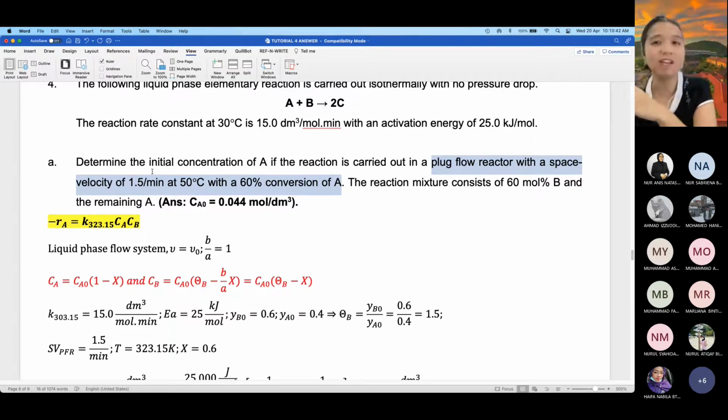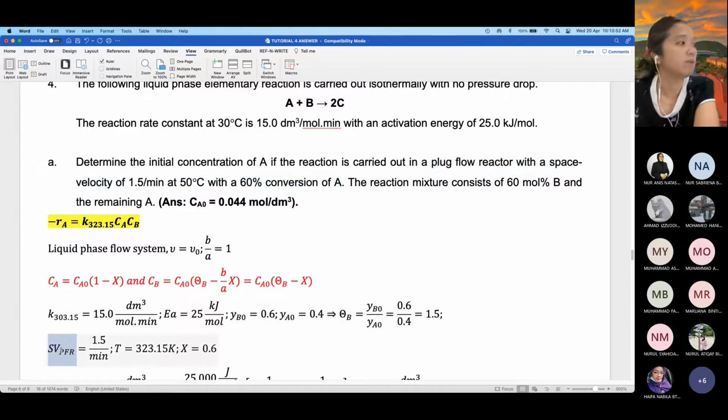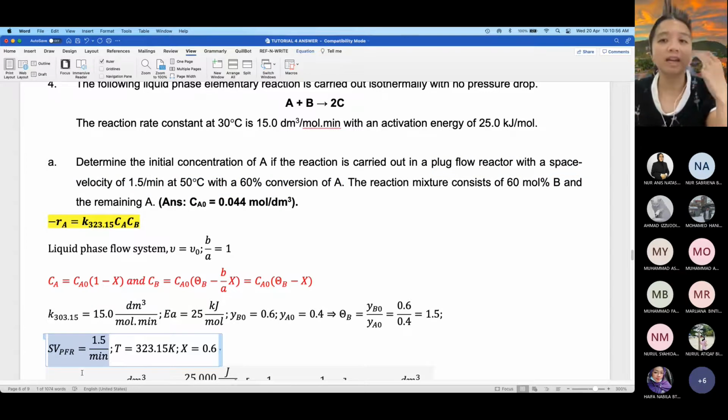Okay, so something different, right? Sebelum ni kita diberi volume. Soalan ni kita diberi space velocity untuk PFR ini. Okay, so that's something different. Space velocity of the PFR 1.5 per minute. So it's okay kalau at this stage, kalau kamu tak tahu macam mana nak buat pun tak apa. Tapi yang penting kamu boleh synthesize the data or the information first. So information dia, space velocity, PFR, 1.5 per minute.